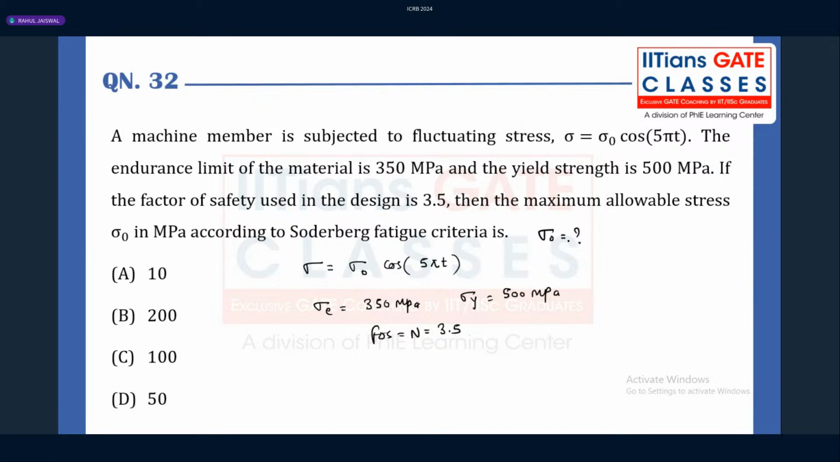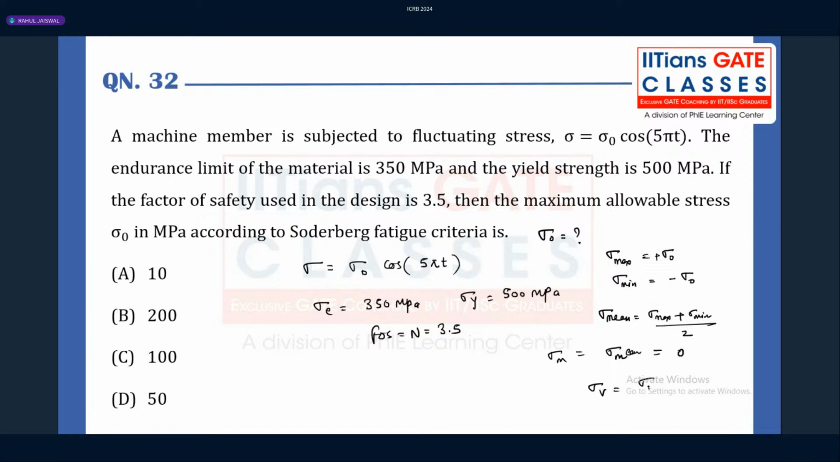So first of all, we need to find what is the mean stress, what is the variable stress. If you know that, the maximum value of any cosine curve is plus minus 1, right? So what should be the sigma max? Sigma max is sigma naught. What is the minimum stress? It is minus sigma naught. What about the mean stress, guys? Mean stress will be sigma max plus sigma minimum by 2. So it is 0. I'm calling this sigma mean, which is equal to sigma m.